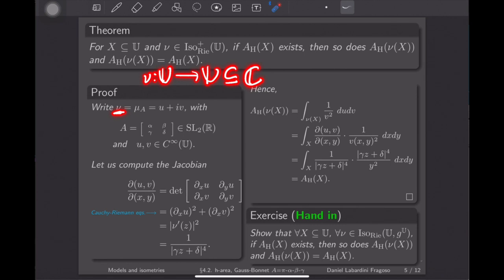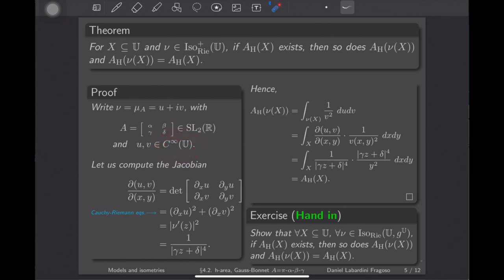So, of course, it is possible to write nu as u plus iv, where u is a function from U to R, and v is a function from U also to R, giving the real and imaginary parts. And since nu is holomorphic on the whole U, what I can say is that its real and imaginary parts are then of class C infinity as functions from U to R.